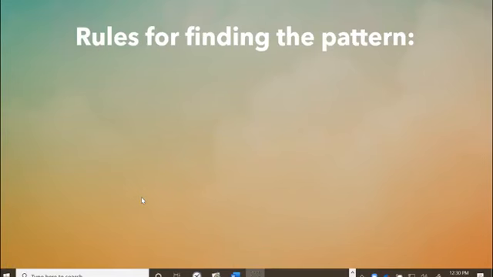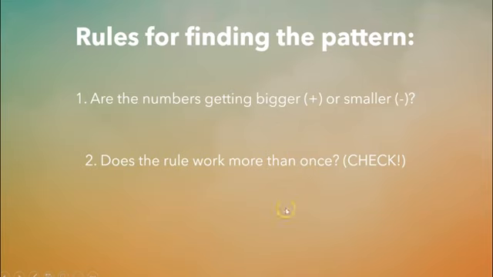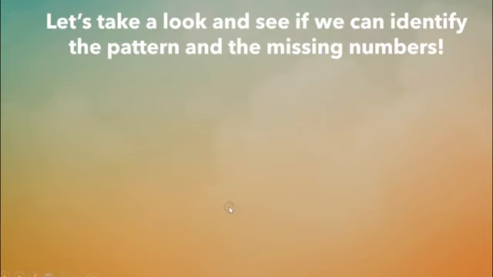And so sometimes the rule of the pattern is given to us, and sometimes it's not. So to find the rule of the pattern, I like to do two things. First, I want to see, are the numbers getting bigger or smaller as the numbers are going along? Are they getting bigger? If so, the rule is probably going to be adding. If they're getting smaller, then the rule is probably going to be subtraction. And also, I want to make sure that the rule works for more than one. Okay, and let me explain what I'm talking about here.